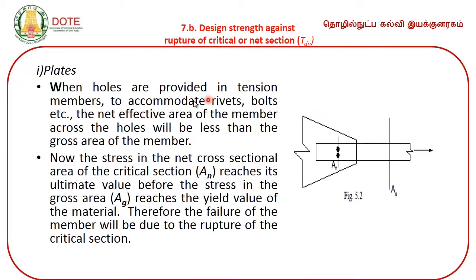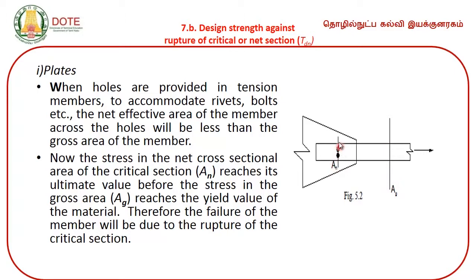And again, the second one, mode of failure, design strength against rupture of critical section. As you can see here, this is the gusset plate and this is the member, and this is the application of tensile force, and this is the gross area, and in this member you have got two holes, and there of course the area gets reduced because of the holes, and the area here is the net area. As you all know, gross area is the total area without deducting holes, and net area is the area obtained by deducting the area of the holes.